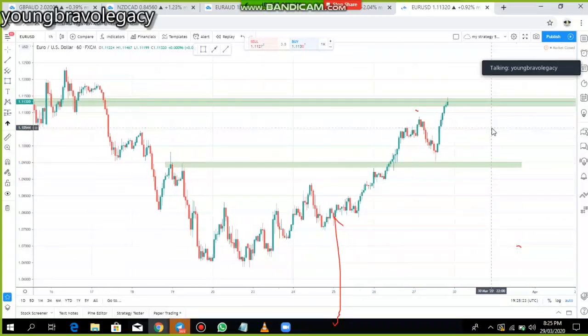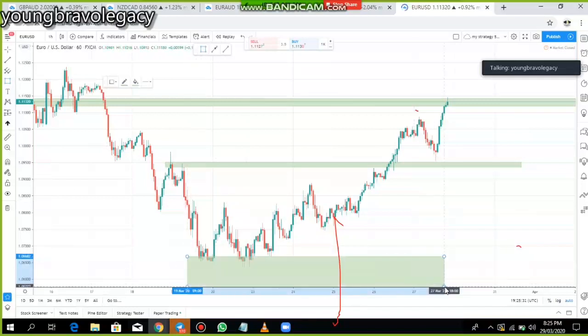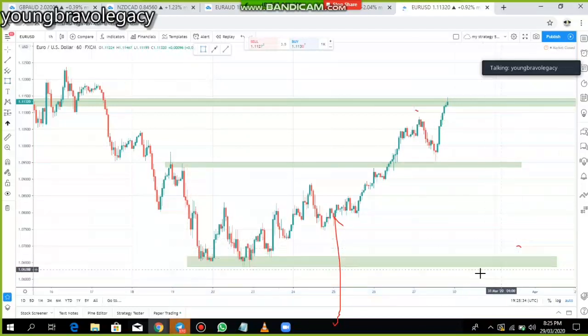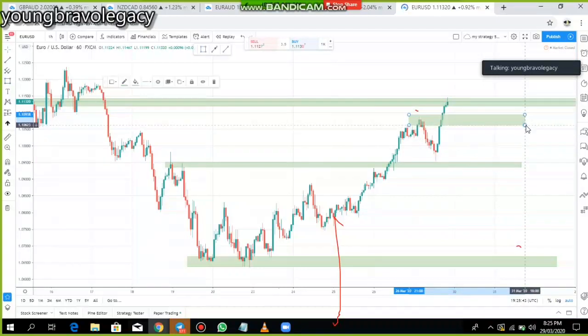I'll wait for this price level for a sell. For me to take a sell, I'll wait for this price level, this support, to be broken. Once this support is broken, I know there's nothing that's going to stop EURUSD from coming back here. But if this level is not broken, then I cannot say anything on this trade unless I make another resistance here for a buy.